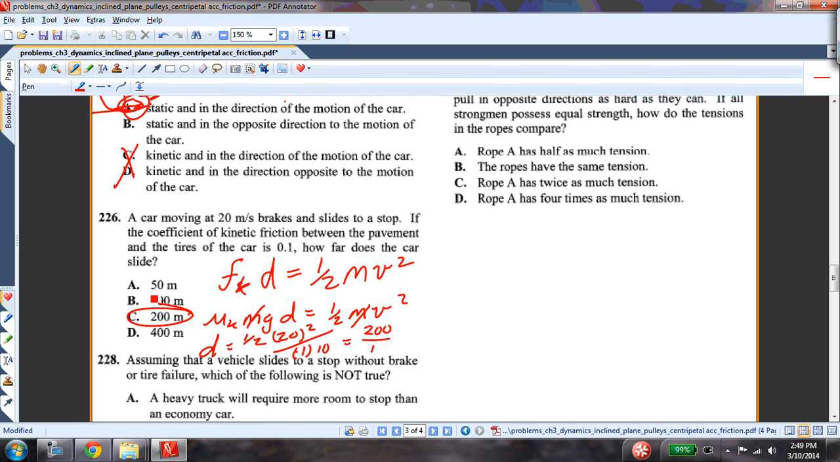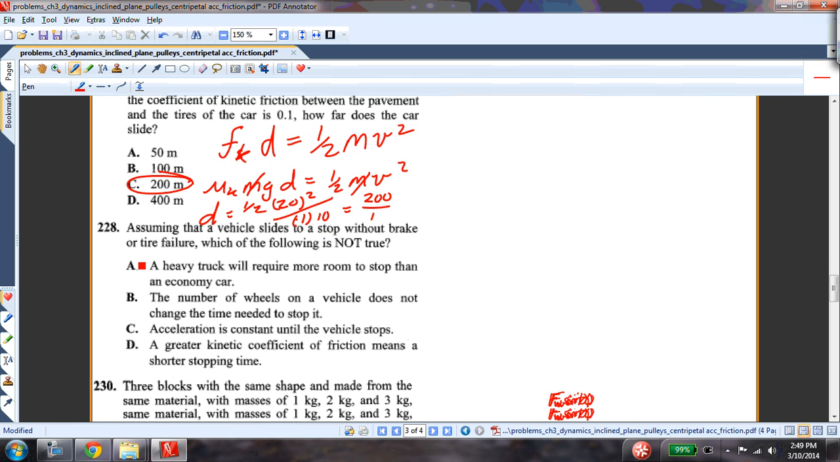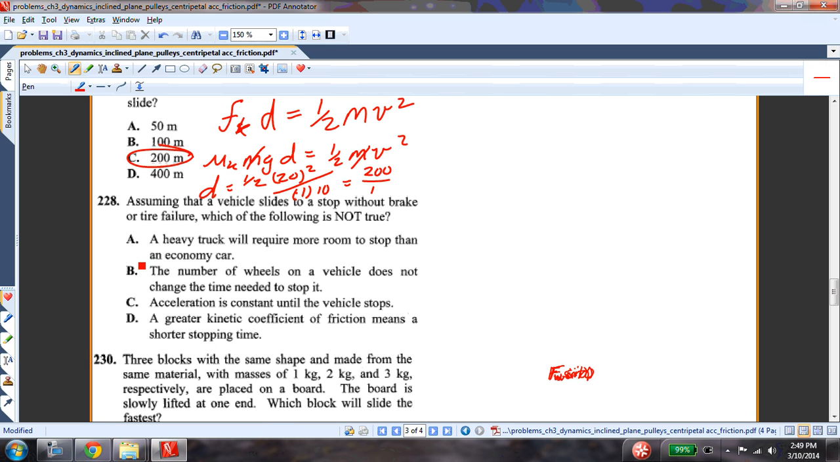Assuming that a vehicle slides to a stop without brake or tire fail, which of the following is not true? All right. A heavy truck will require more room to stop than an economy car. That is not true. In fact, we've seen up here that the masses cancel out, so it doesn't matter about the mass. Now, it does require a greater force to stop the truck, but the truck also has more mass, so a greater normal force, and hence a greater frictional force. So that one is not true.